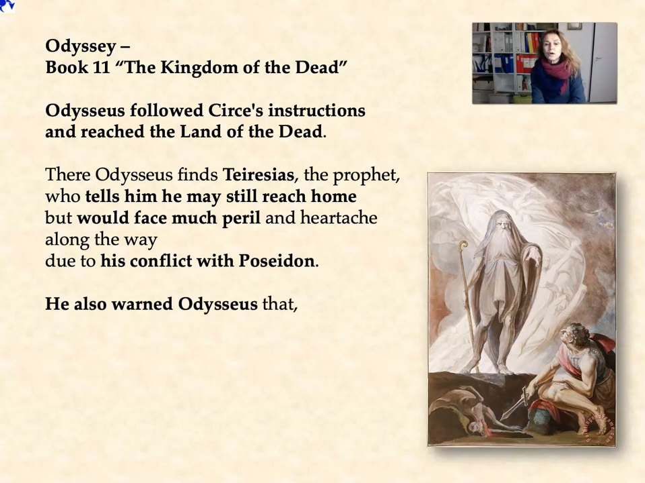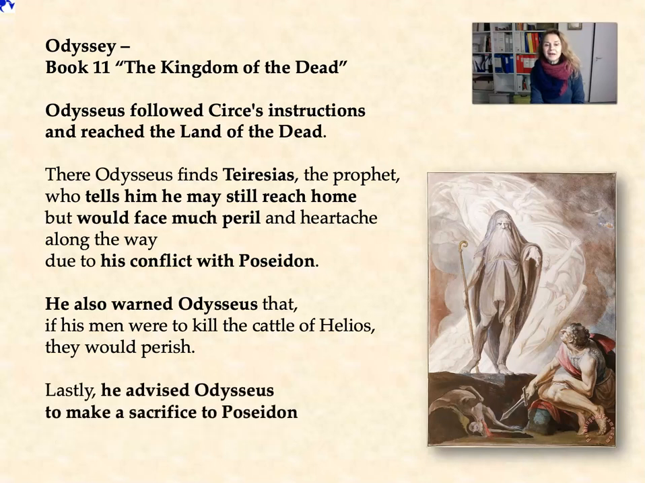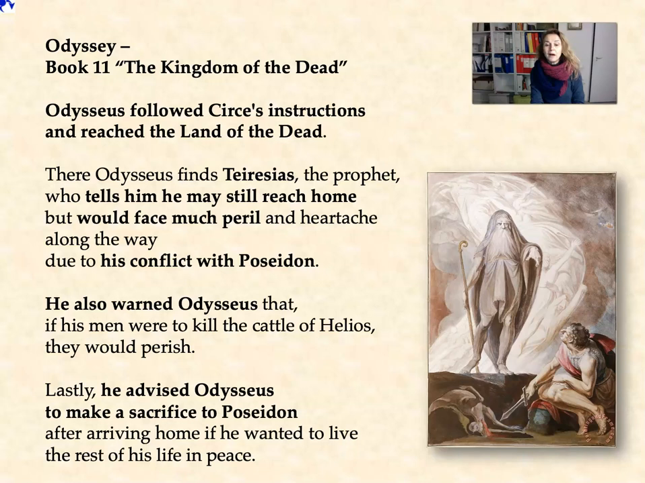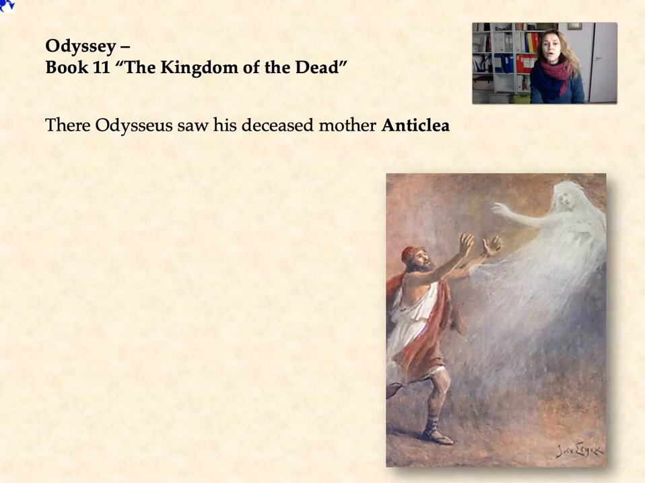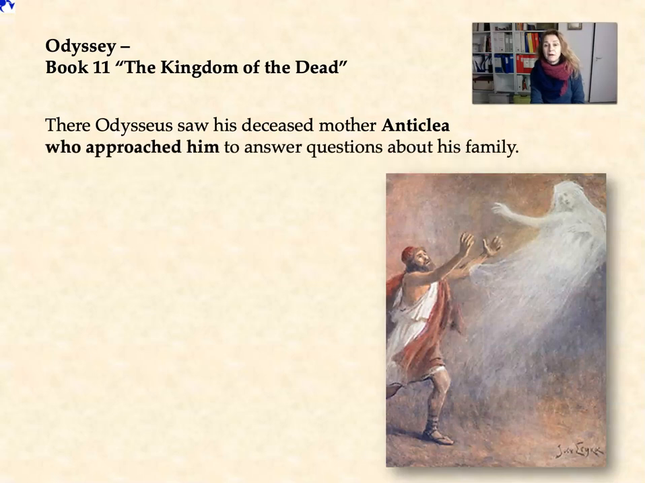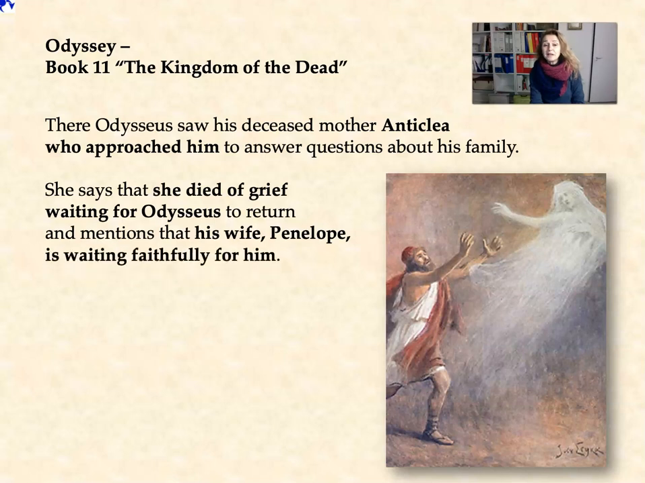So Tiresias also warned Odysseus that if his men were to kill the cattle of Helios, the sun, they would perish. Then lastly, he advised Odysseus to make a sacrifice to Poseidon after arriving home if he wanted to live the rest of his life in peace. Then after this, Odysseus saw his dead mother Anticlea, who approached him to answer questions about his family. She said that she died of grief waiting for Odysseus to return, and mentions that his wife, Penelope, is waiting for him.